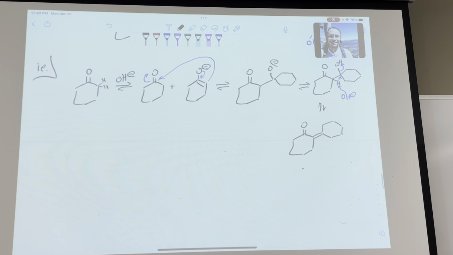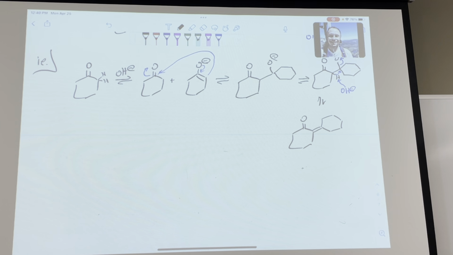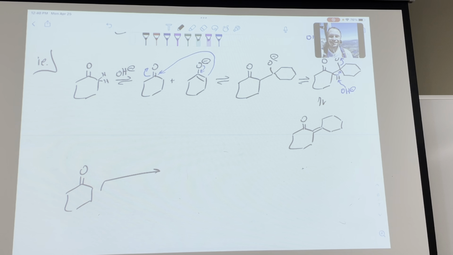Okay, so I want to just show you some data and illustrate why we can't really isolate the beta hydroxy. If you were to try to do this reaction at a cooler temperature, it does allow you to isolate the beta hydroxy. But the yield is very, very low.